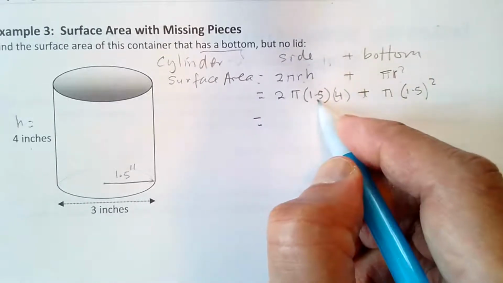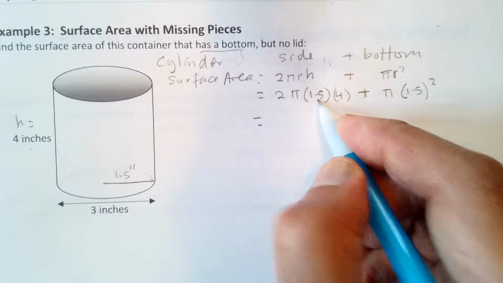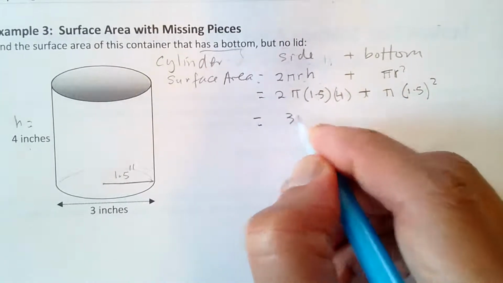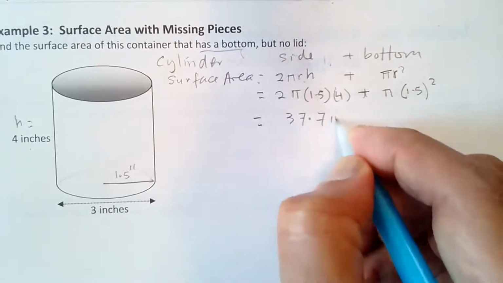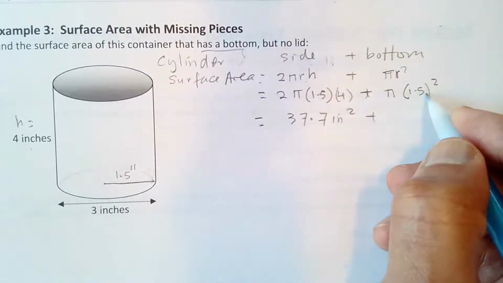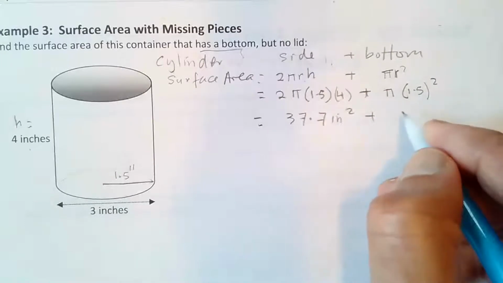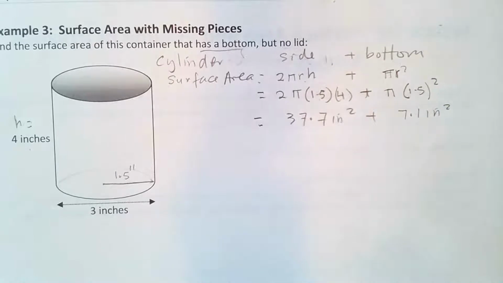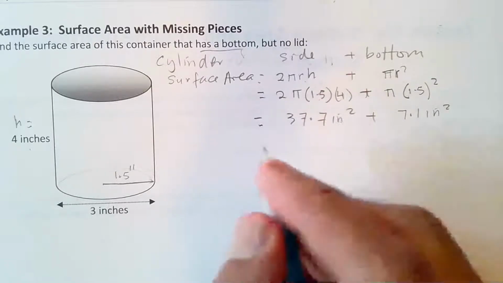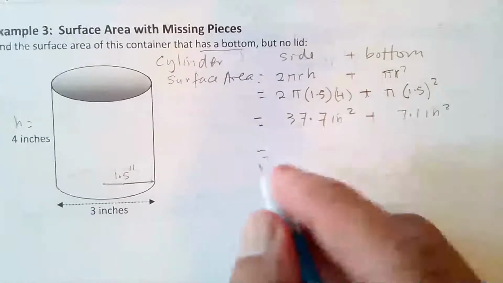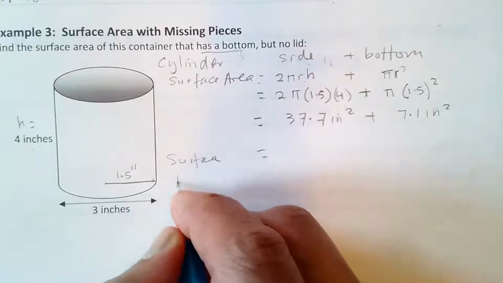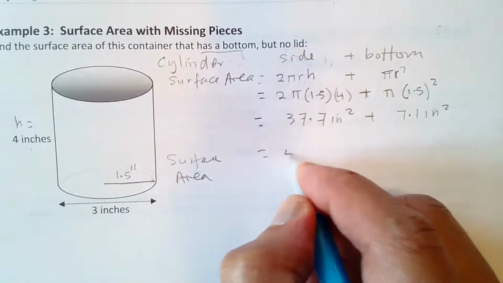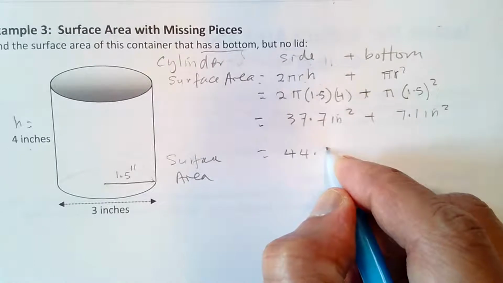So here we have the sides. So 2 pi r times 1.5 times 4 gives me 37.7 square inches. And this is 1.5 squared times pi, or about 7.1 square inches. Combine the two, we end up with the surface area equal to 44.8 square inches.